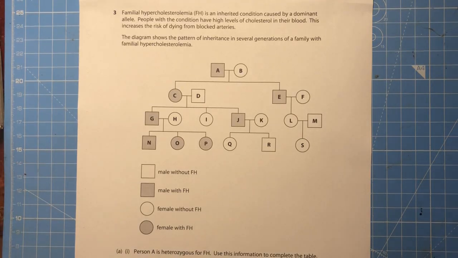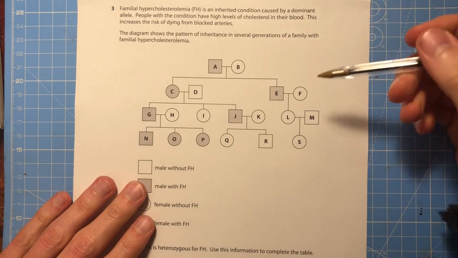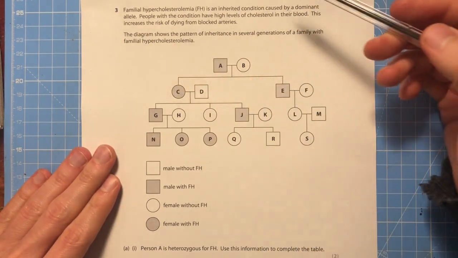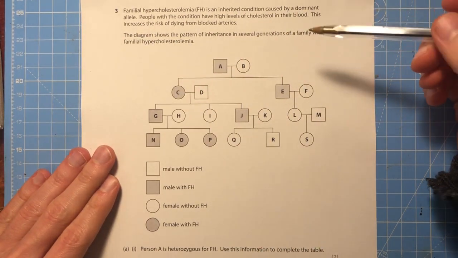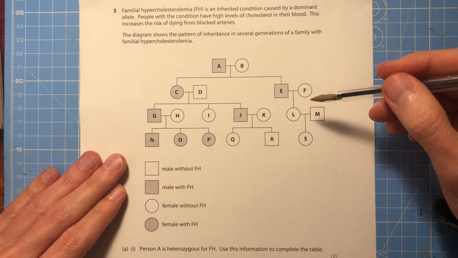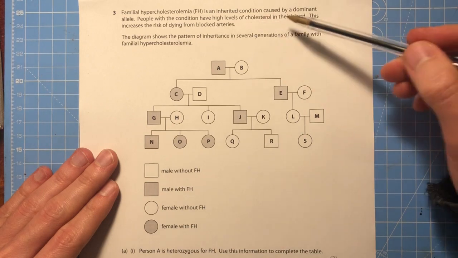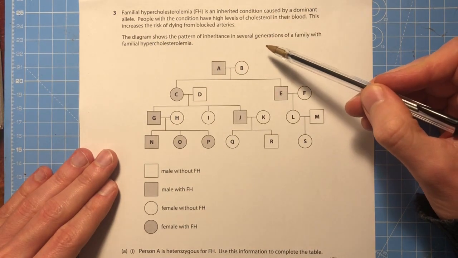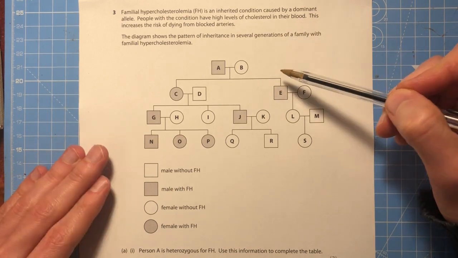Let's have a look at this question about this family pedigree diagram that shows the inheritance of a disease called familial hypercholesterolemia. This causes high cholesterol in the blood and can cause heart attacks. And we're told that it's caused by a dominant allele. So if you inherit one copy of that allele, you're going to have the disease.